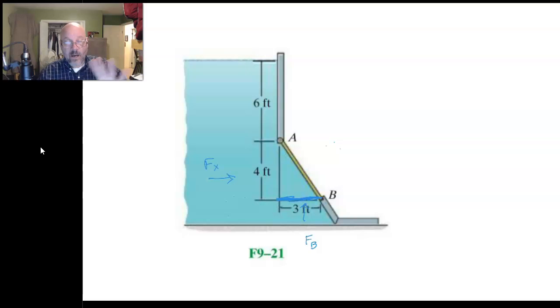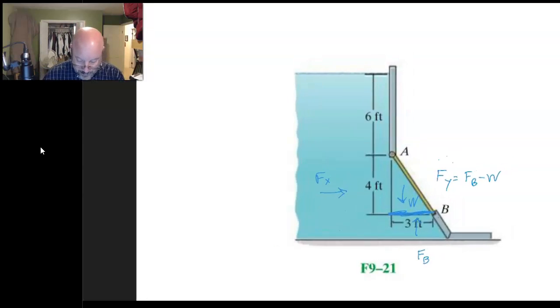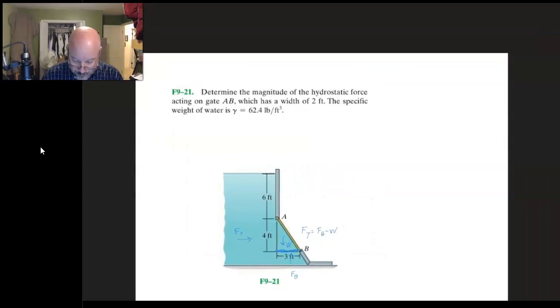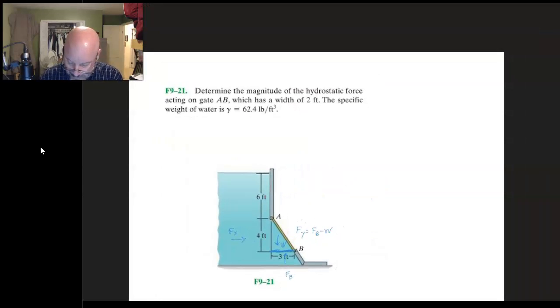Okay. Now, what we have here is we also have the weight of this triangle. Just like that. So when we get ready to figure out the y component acting on the gate, we're going to say Fb minus the weight. Okay, so that's how that's going to work out. And then, like I said, we will just end up combining those things using the Pythagorean theorem. Okay, so let's go ahead and get Fx on here.